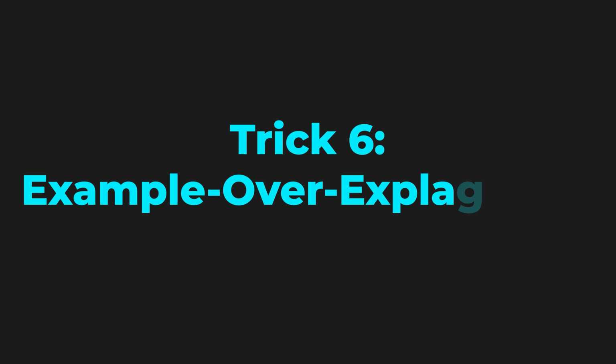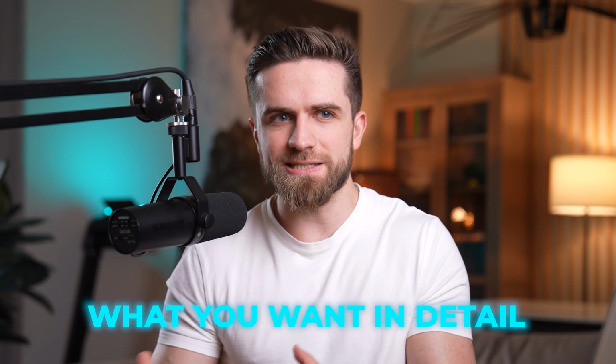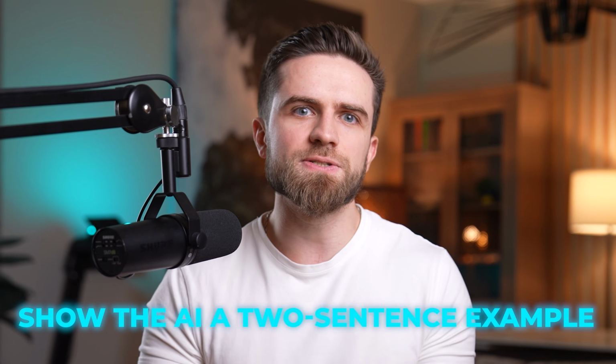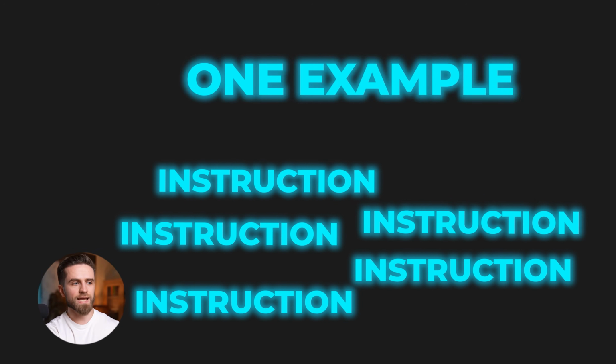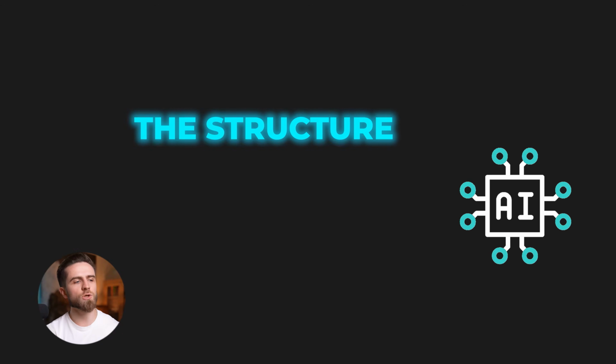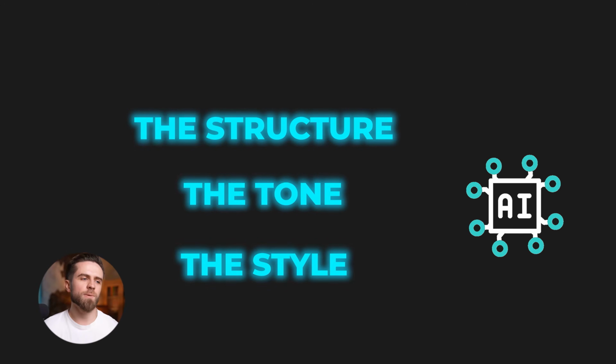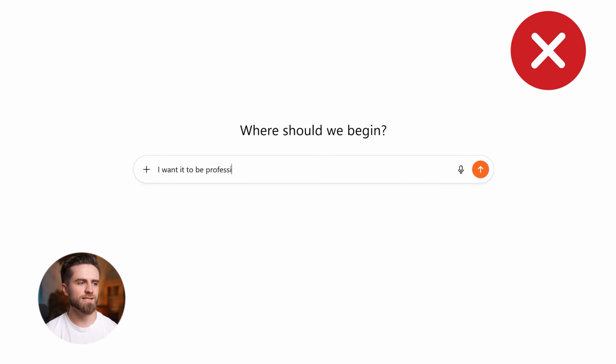Trick 6, example over explanation. This one's counterintuitive. Instead of explaining what you want in detail, show the AI a 2-sentence example. Why? Because one example beats 10 instructions. The AI can pattern match. It sees the structure, the tone, the style, and it replicates it. Let's say you want a specific email tone.